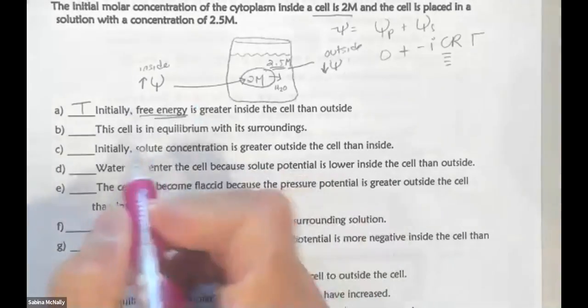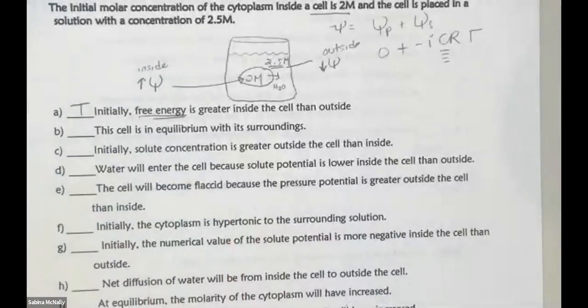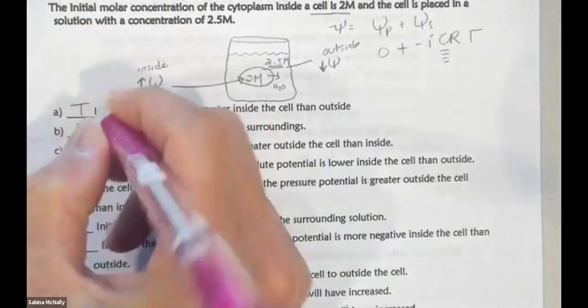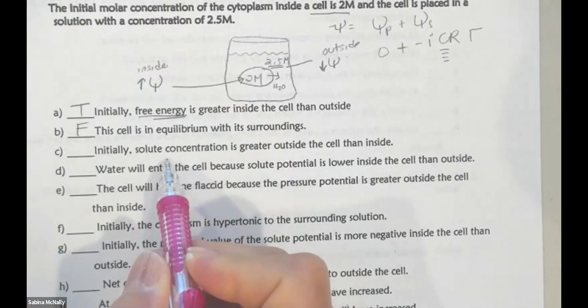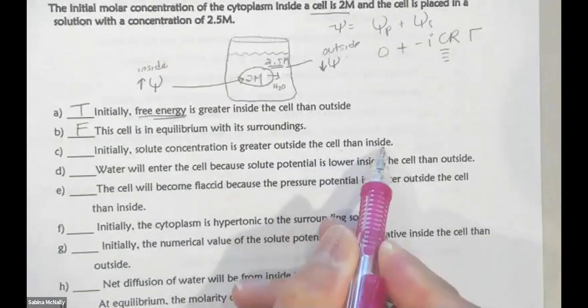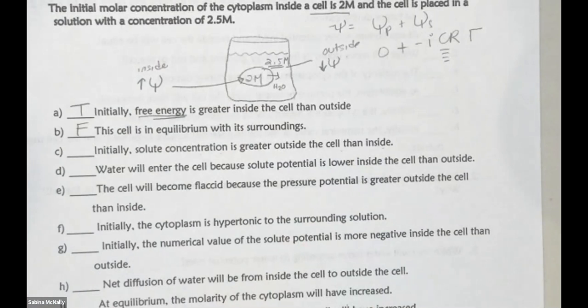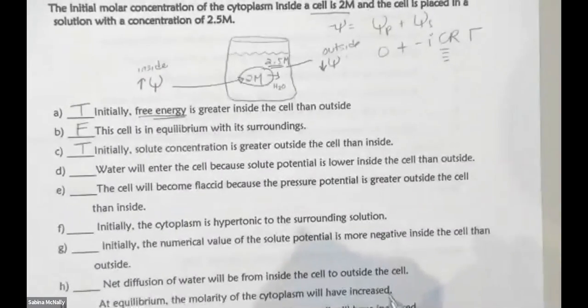All right. B, this cell is in equilibrium with its surroundings. True or false? False, good. Remember, isotonic would be in equilibrium. All right, C, initially the solute concentration is greater outside the cell than inside the cell. True or false? All right, true. Okay, good. Are we okay so far?